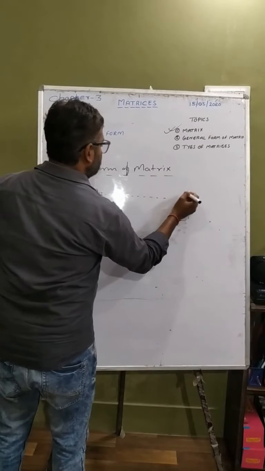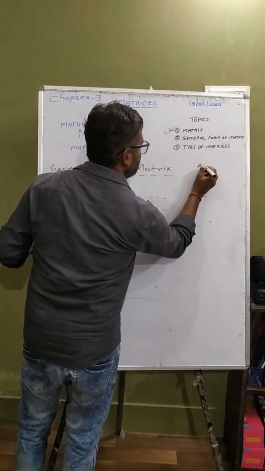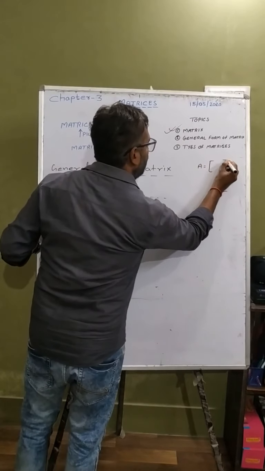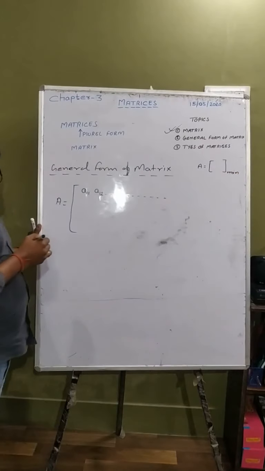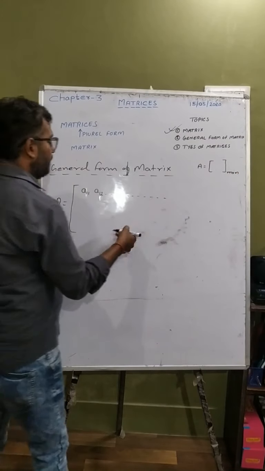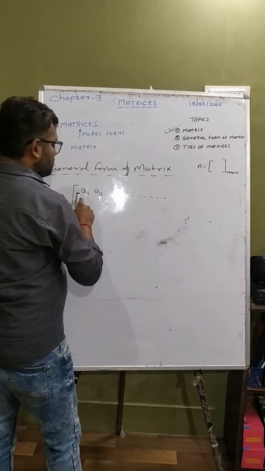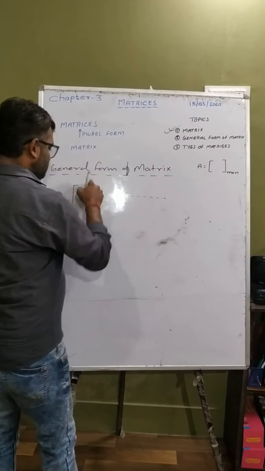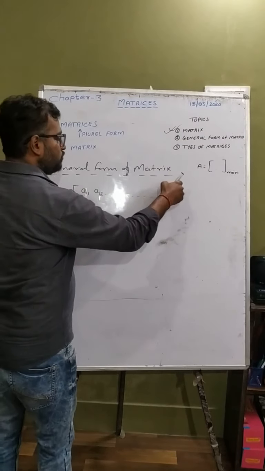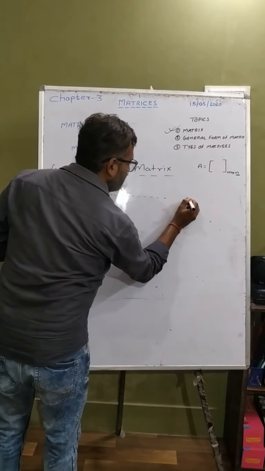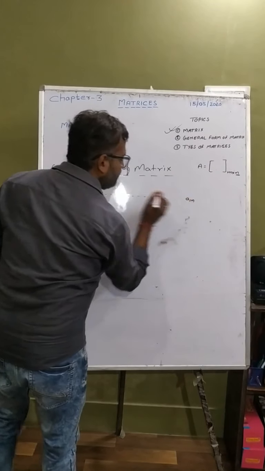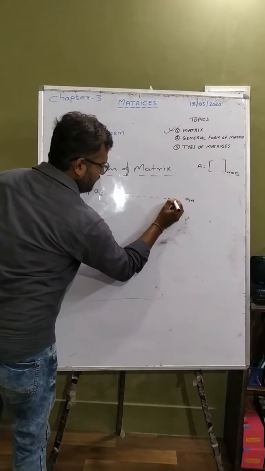Similarly it can be written up to. Suppose we are considering a matrix of order m by n. So this is the first row and this is the first column, second column, third column, and so on to the last column. What is the last column? n. So it can be written A1n.